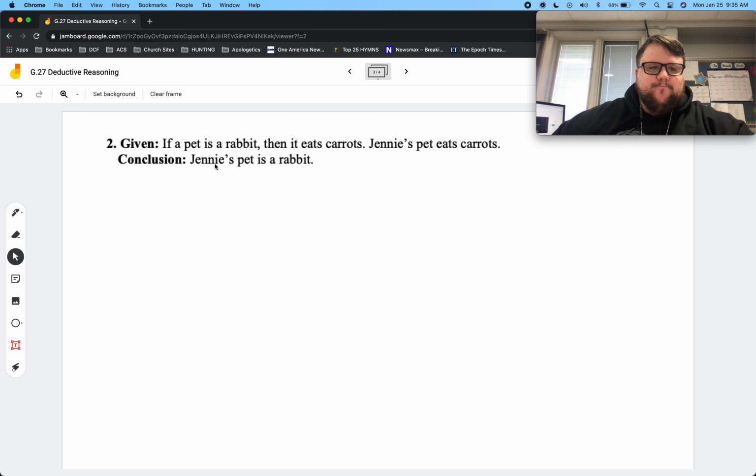The next one. If a pet is a rabbit, and I like to get into the habit of labeling these P and Q. So if is our P, a pet is a rabbit, then Q, and I'll put this in a different color, maybe that helps, then it eats carrots. So P is if a pet is a rabbit, Q is then it eats carrots. Jenny's pet eats carrots. So eats carrots, is that a P statement or a Q statement? Well, that's a Q statement.